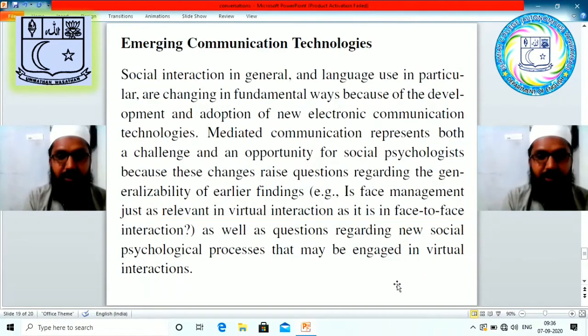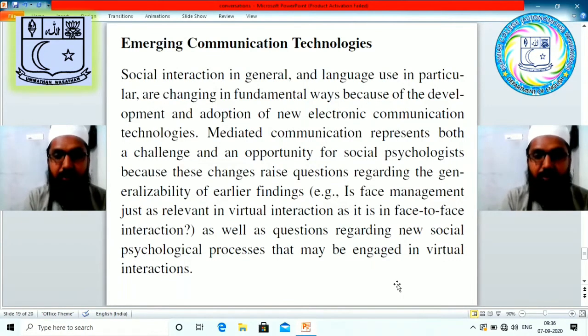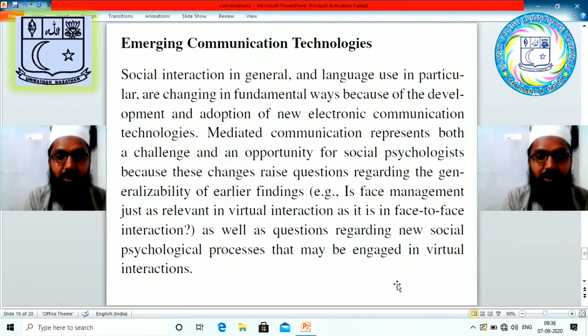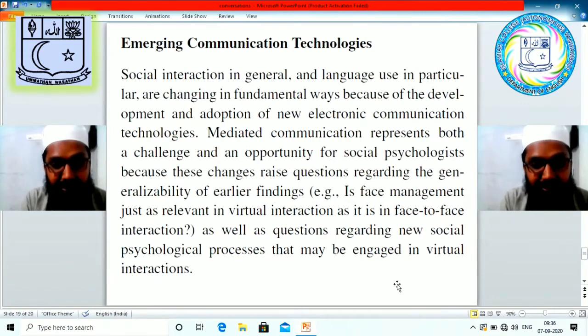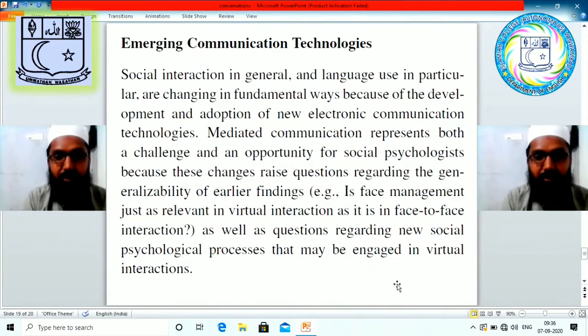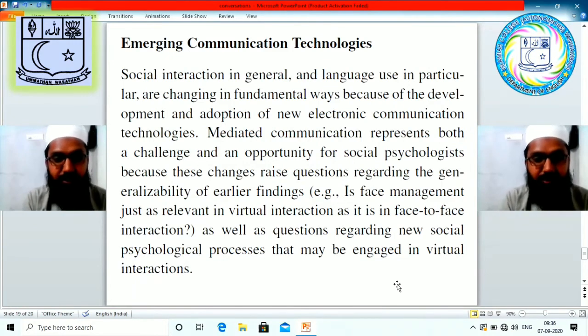Then, emerging communication technologies. Social interaction in general and language use in particular are changing in fundamental ways because of the development and adoption of new electronic communication technologies. Mediated communication represents both a challenge and an opportunity for social psychologists because these changes raise questions regarding the generalizability of earlier findings, for example, whether impression management is just as relevant in virtual interaction as in face-to-face interaction, as well as questions regarding new social psychological processes that may be engaged in virtual interactions.